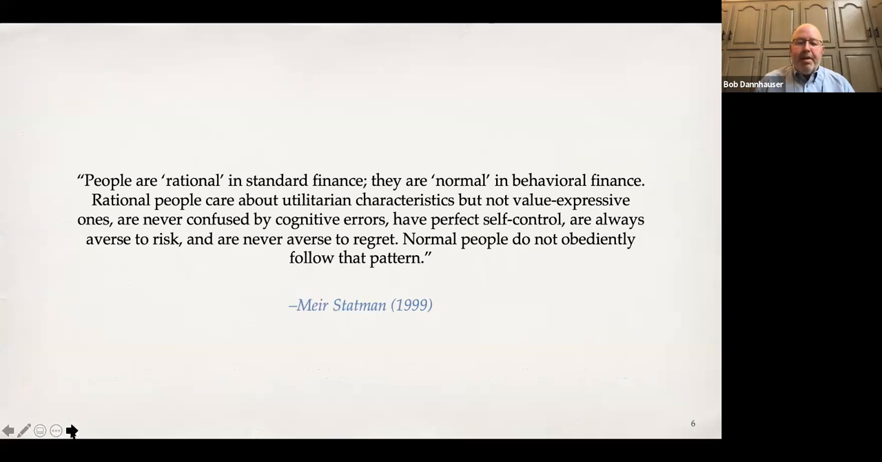I love this quote from Meir Statman. You may have heard Meir before. I think he's been through India to talk to the CFA Society. He's a professor here in the States in California in behavioral finance. And this really gets to the heart of the issue, that people are rational in standard finance, but they're normal in their behavioral expectations. Rational people care about utilitarian characteristics, but not value expression ones. They're never confused by cognitive errors. They have perfect self-control and so on.